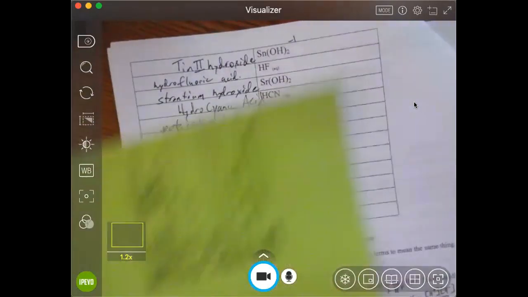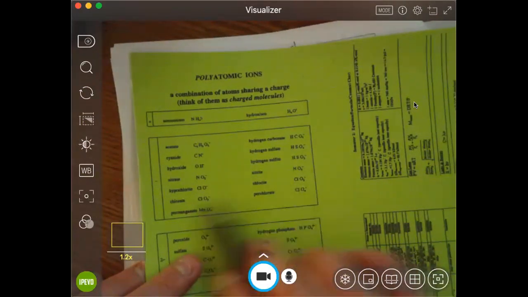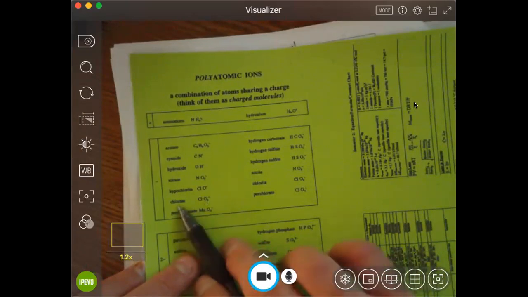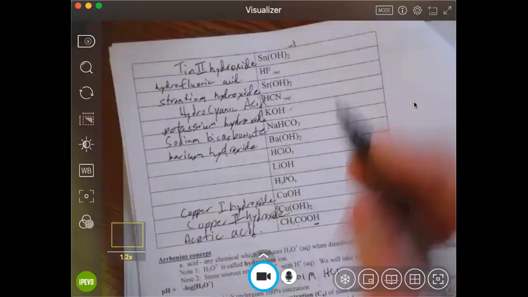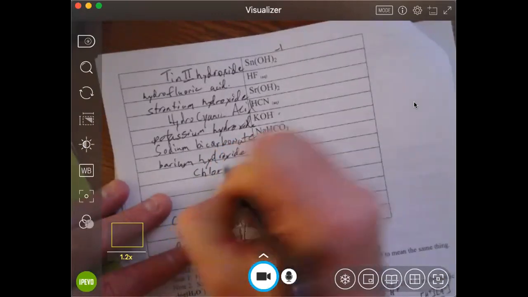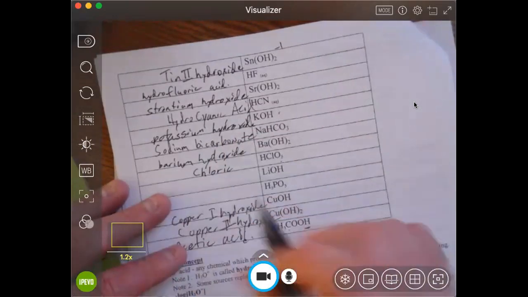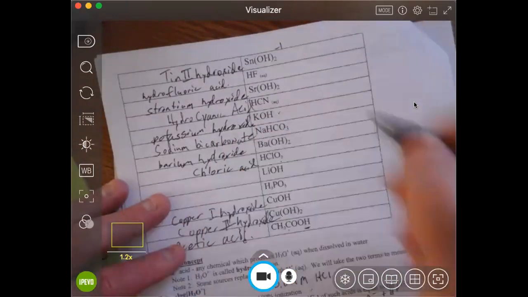HClO3. So we have that ClO3. We got to look on the back here. Right here is ClO3. That is chlorate, so that ends in ate. Chlorate becomes chloric. Since there is an oxygen, there is no hydro. So that is simply chloric acid.